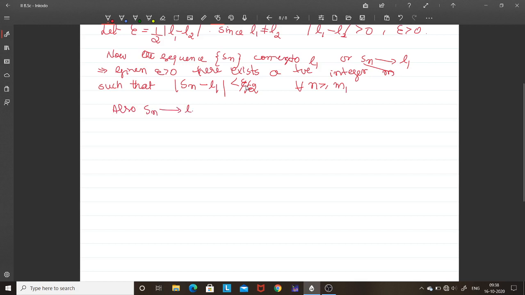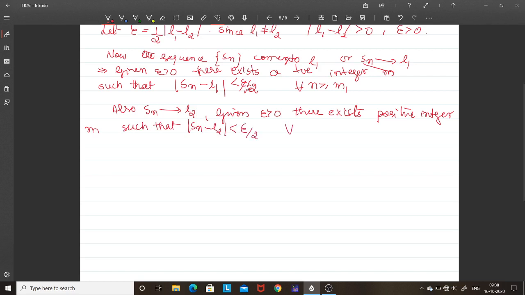So also, Sn converges to L2, right? So we can write using the definition, given epsilon greater than 0, there exists a positive integer m2 such that mod Sn minus L2 is less than epsilon by 2 for all n greater than or equal to m2.